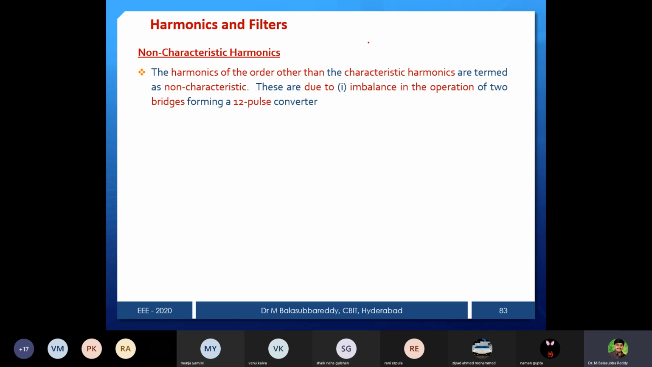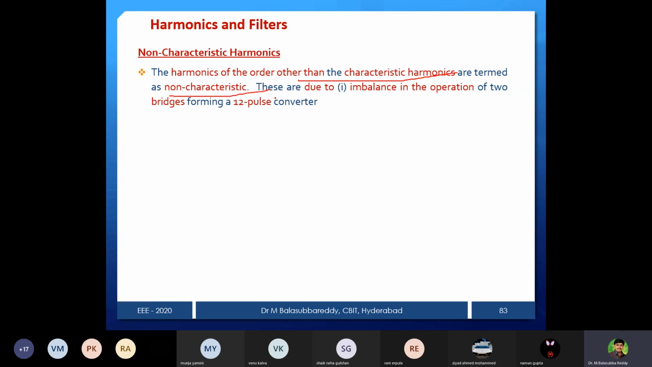In that, we have one relation. Other than the characteristic harmonics, we call them non-characteristic harmonics. That is, one is characteristic and the other is non-characteristic. For characteristic harmonics, we observed that H is equal to NP on the DC side, and NP plus 1 on the AC side. Harmonics of order other than these characteristic harmonics are termed non-characteristic.